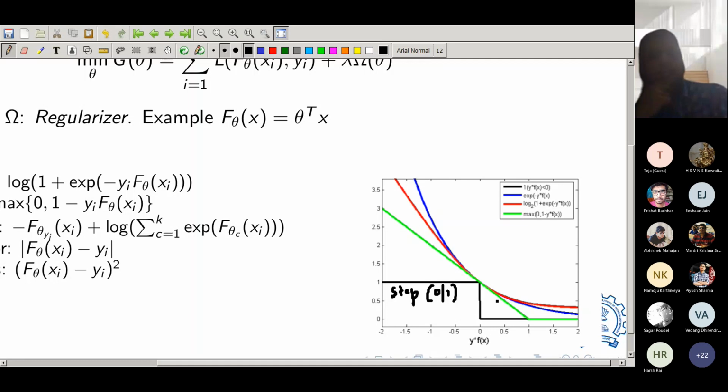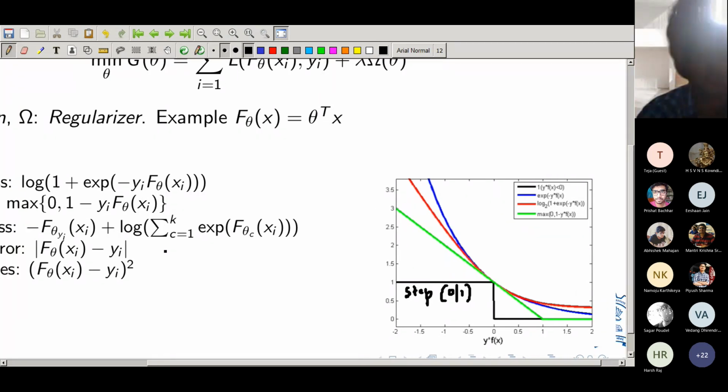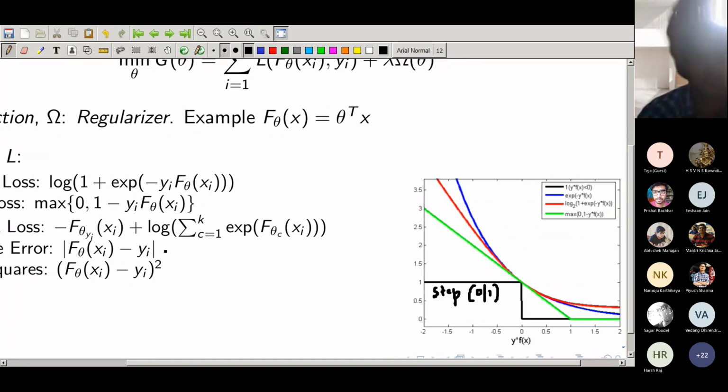Now, what's the problem with the step loss? Here, this one. Is it continuous? Is it differentiable? It is not differentiable. Is it continuous even? No, sir. Okay, so step loss is neither continuous nor differentiable.